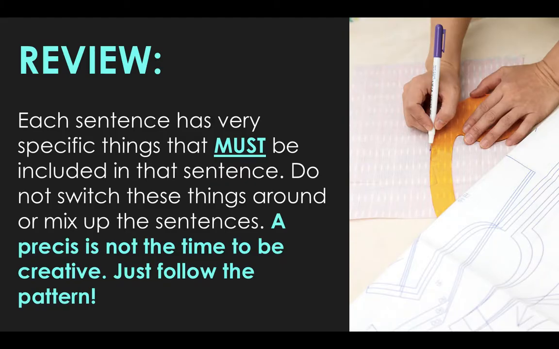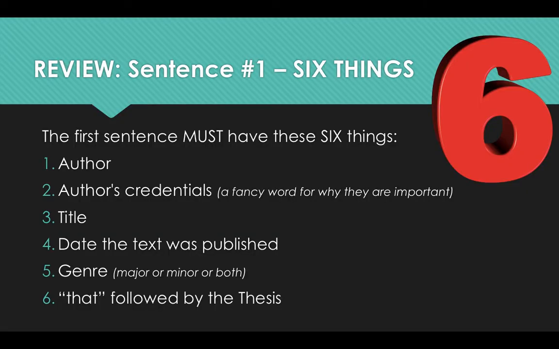Each sentence has very specific things that must be included in that sentence. So don't switch things around, and it's not your time to be creative. Just follow the pattern. Sentence 1 has 6 things. The first sentence must have these 6 things: the author's credentials, so just a famous poet or Secretary of State or a microbiologist. So sometimes it's just what their job is. The title of the text, the date it was published, usually just the year, the genre. So sometimes it's just the major genre, but you could put major and the minor.